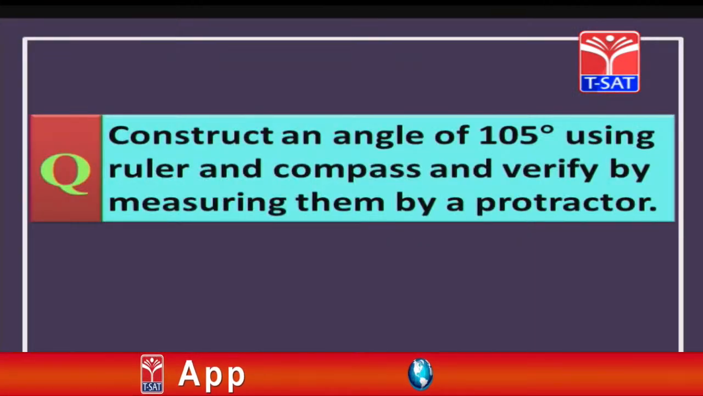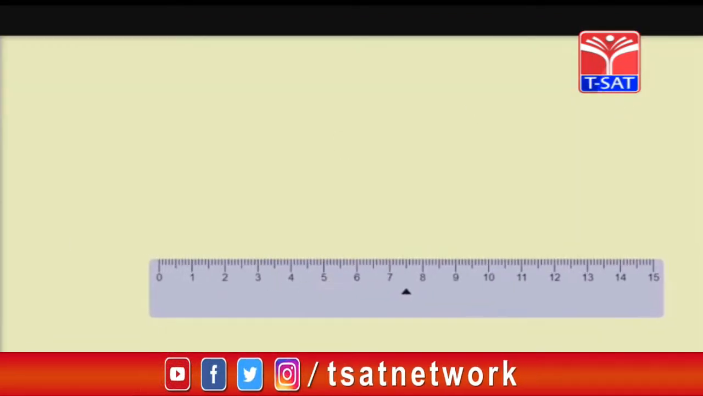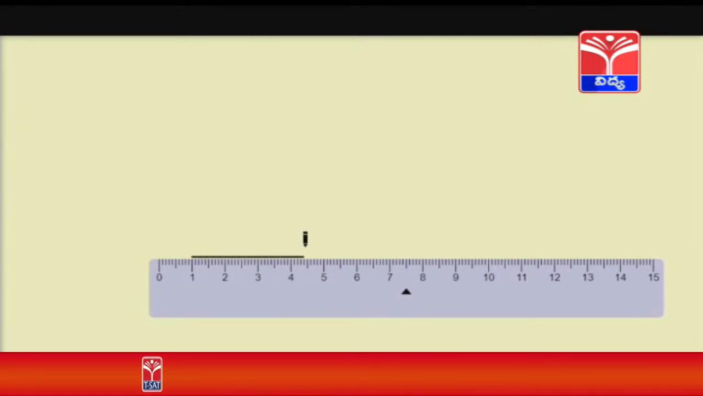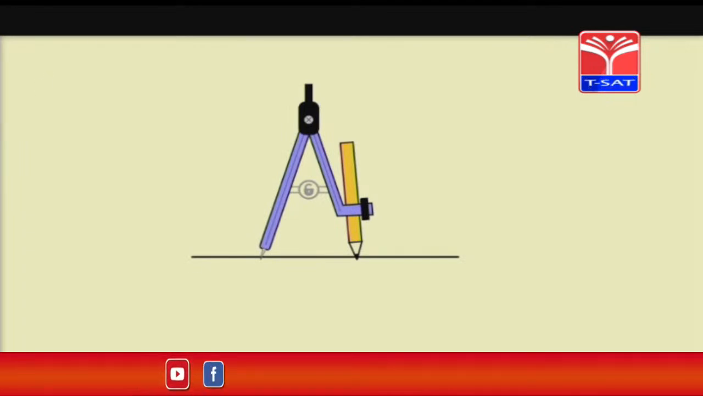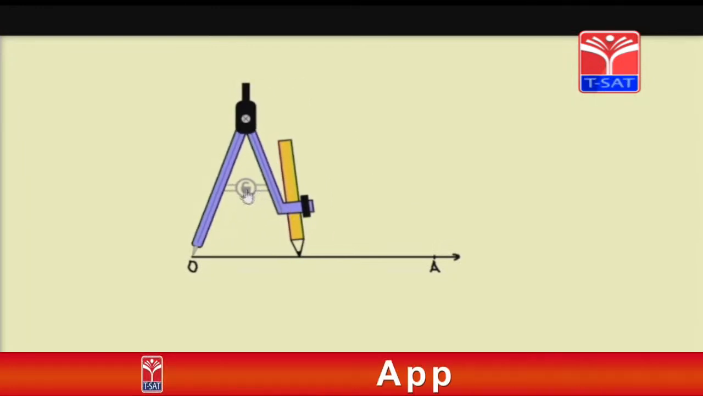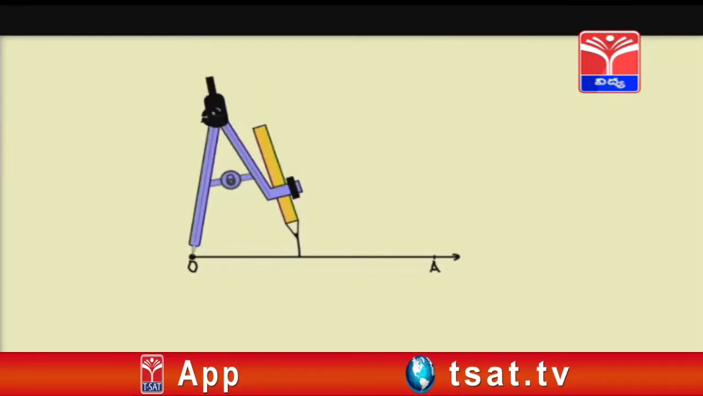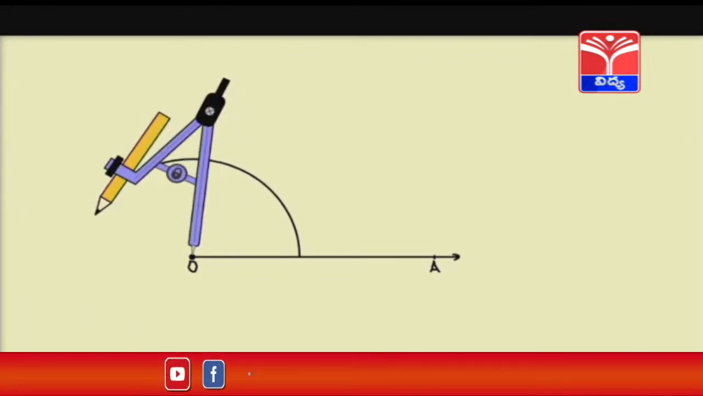Construct an angle of 105 degrees using ruler and compass and verify by measuring it with a protractor. Let us start with our construction. So, first place the ruler exactly horizontal and draw a ray and mark one of its end points as O, and you can mark the ray as, say, OA. Now, place the pointer of the compass at point O and adjust to a convenient radius and draw an arc. We have drawn this kind of arc while constructing 120 degrees, isn't it, children?